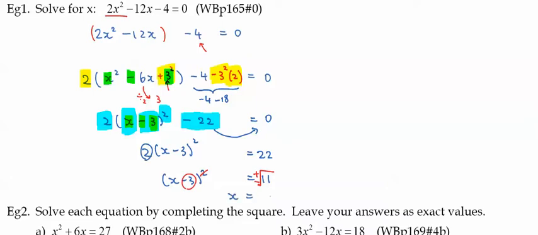So there could be 2 answers. The first one may involve using the positive square root of 11 plus 3. And the second answer would involve the use of the negative square root of 11 plus 3. So these will be the 2 solutions for this quadratic equation.